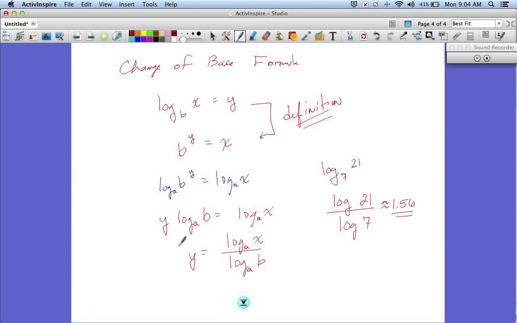And this is our change of base formula here. Let's put this together. We have the log base b of x equals y, and y is the same thing as this. So the log base b of x is equal to the log of x over the log of b. That's your change of base formula.